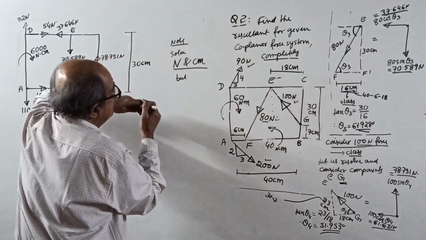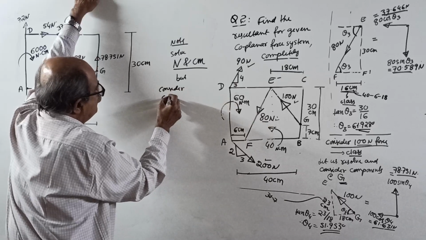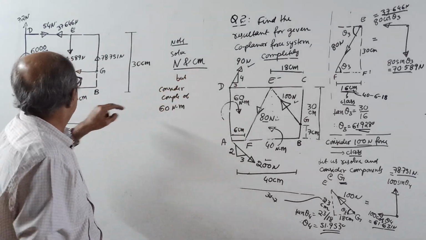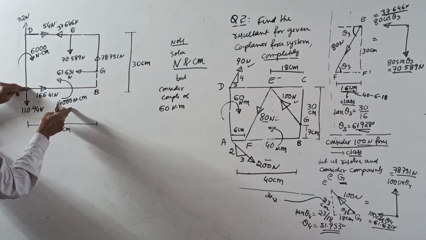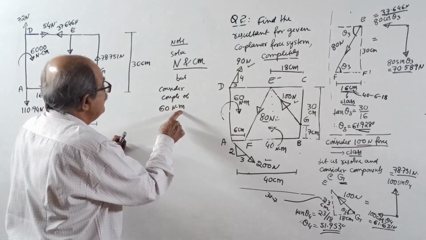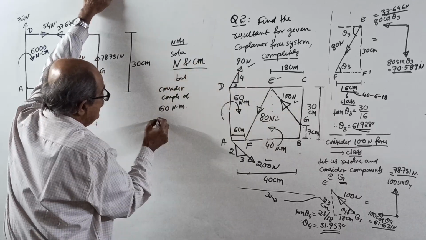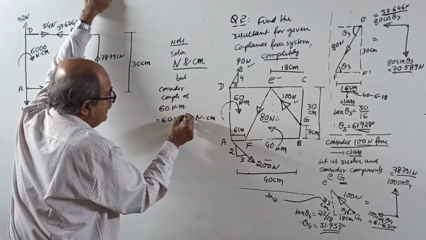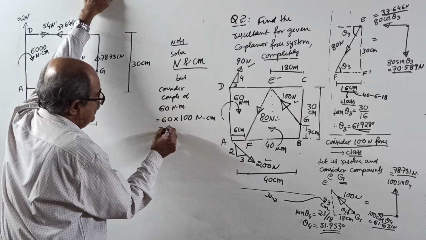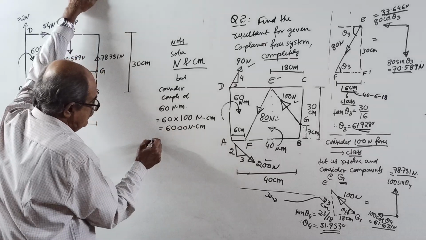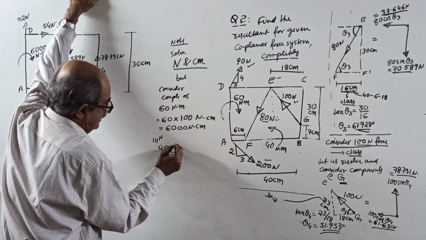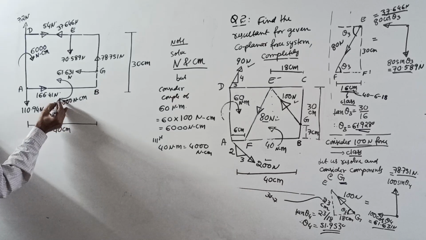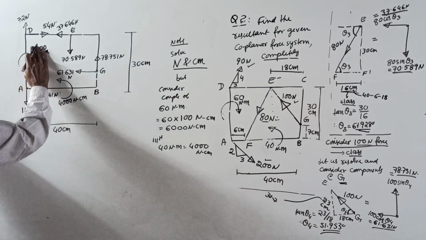Before going further, make a note. Two couples are given. Consider the couple of 60 Newton meter. When you take moment of the forces, force in Newton, distance in centimeter, moment will come in Newton centimeter. This is Newton meter, so it should be converted to Newton centimeter: 60 Newton meter equals 60 into 100, since 1 meter equals 100 centimeter, equals 6000 Newton centimeter. Similarly, the other couple 40 Newton meter equals 4000 Newton centimeter.